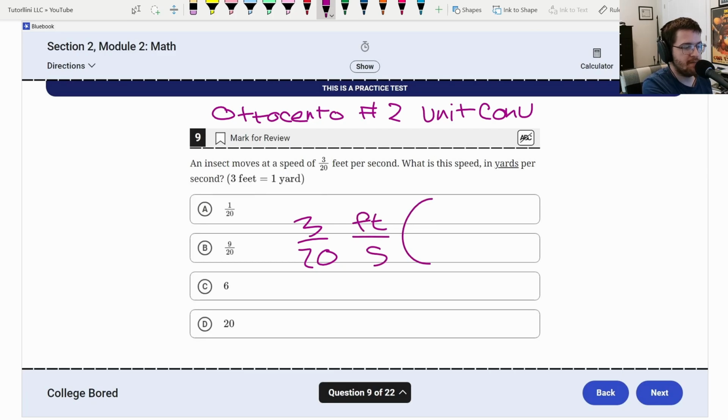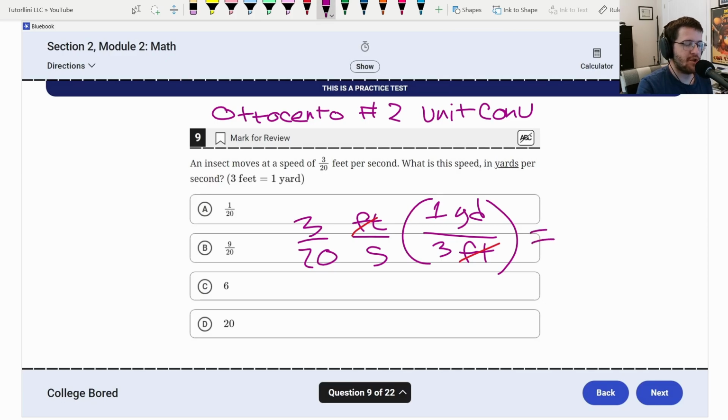That means to divide. We're going to set up a unit conversion, and we're going to do 3 feet equals 1 yard. What goes on the top? What goes on the bottom? So I'm going to put 3 feet on the bottom and 1 yard on the top. This way the feet are on opposite sides of the division and will cancel. And we are left with yards per second. And the question says we want yards per second. So that bodes really well.